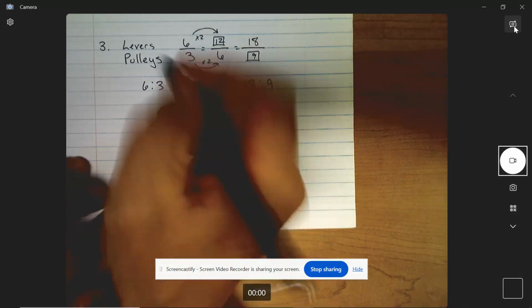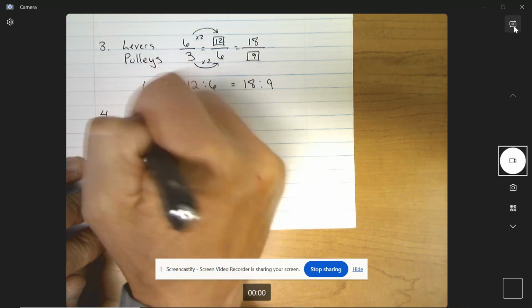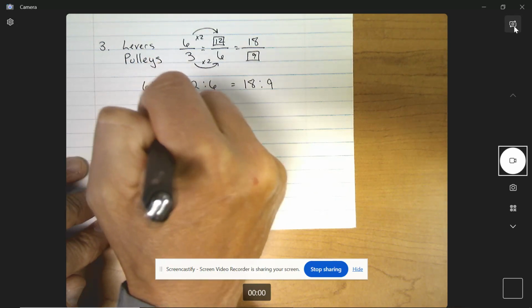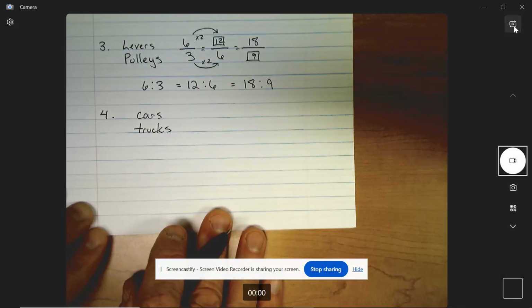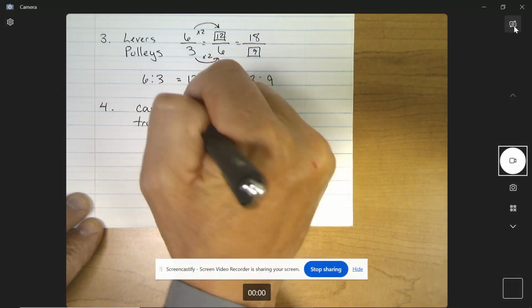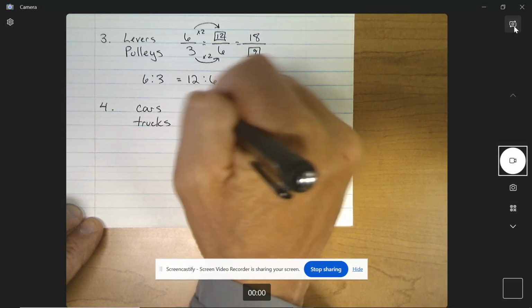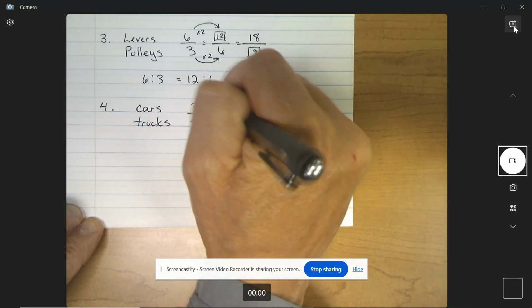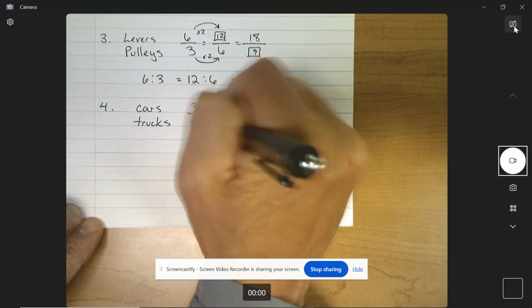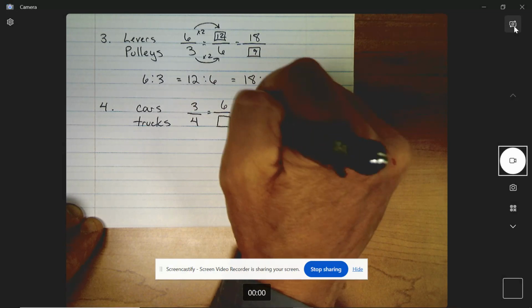And then number 4 looks an awful lot like that one. That one is cars and trucks. Cars and trucks. So the first one they give us, it's a 3:4 ratio. That is simplified. And now our fill in the blanks are 6 something else. I think you could probably see it right away. And then something to 24.